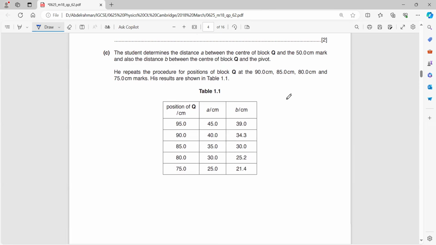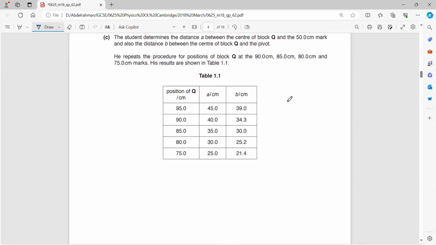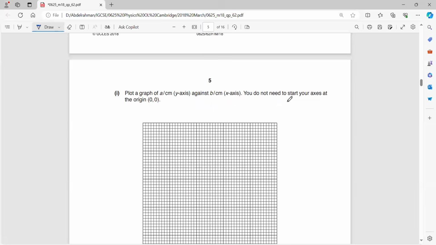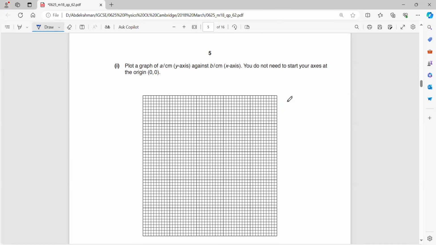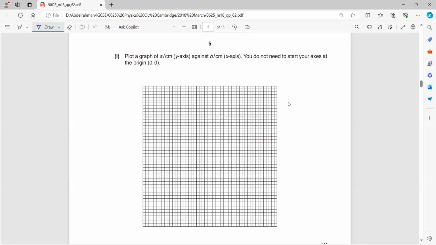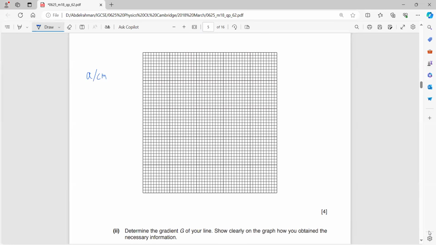The student now determines the distance A between the center of the block Q and the 50 centimeter mark. He repeats the experiment. He has some distances A and B. Now he needs to plot a graph of A on the y-axis and B on the x-axis.